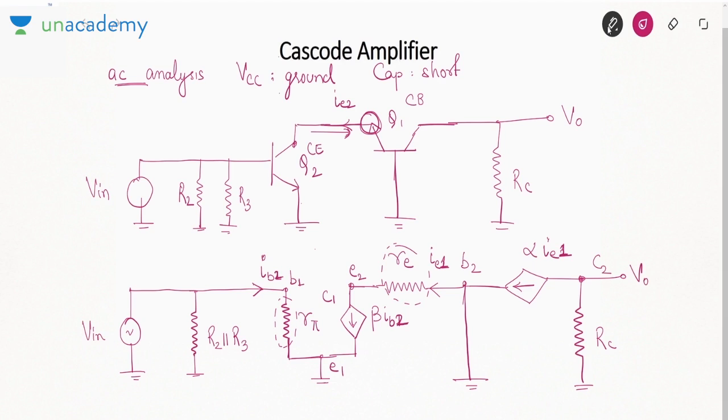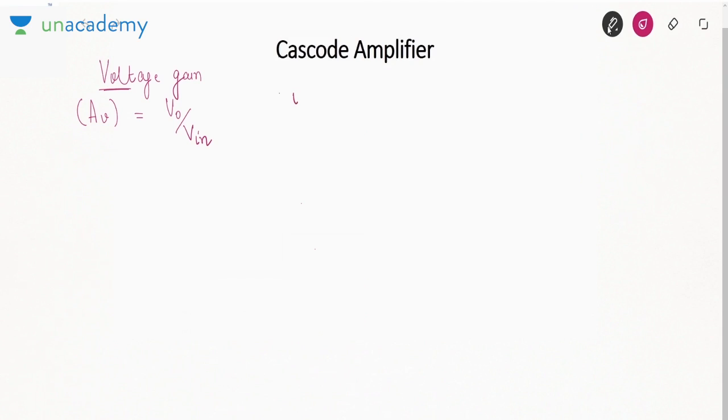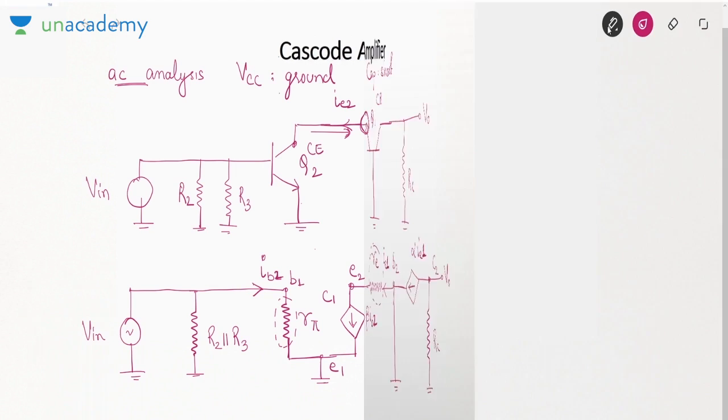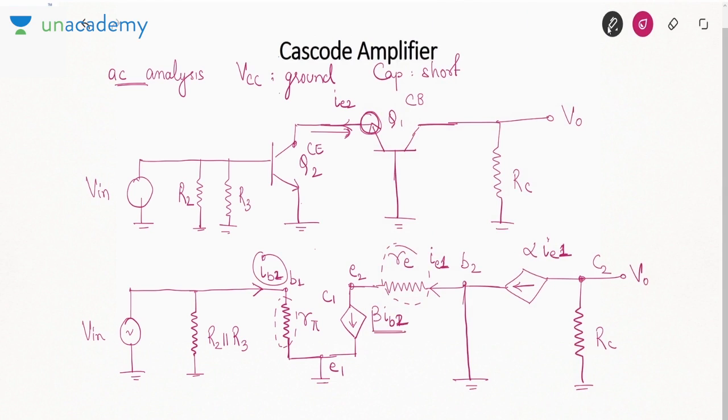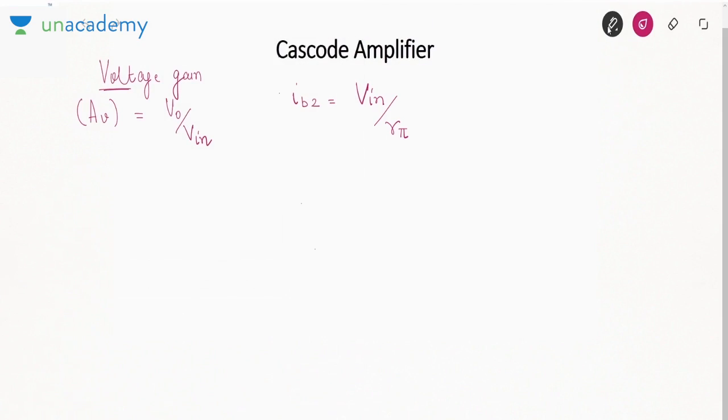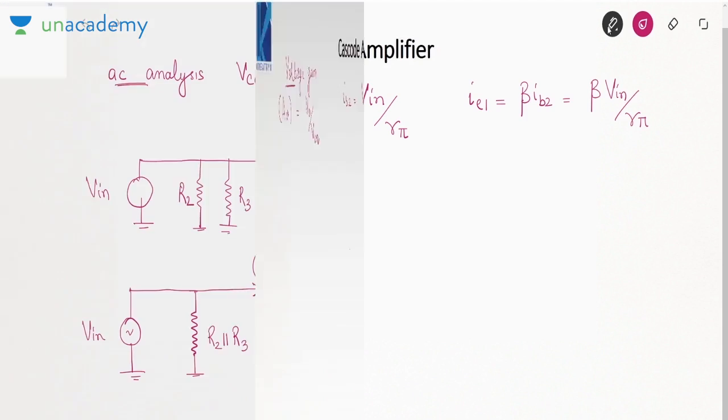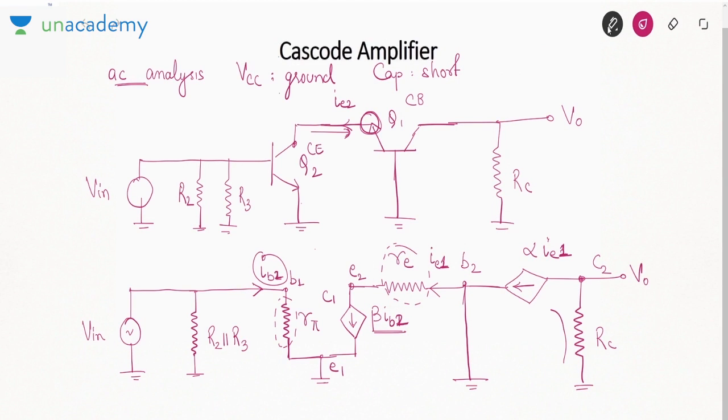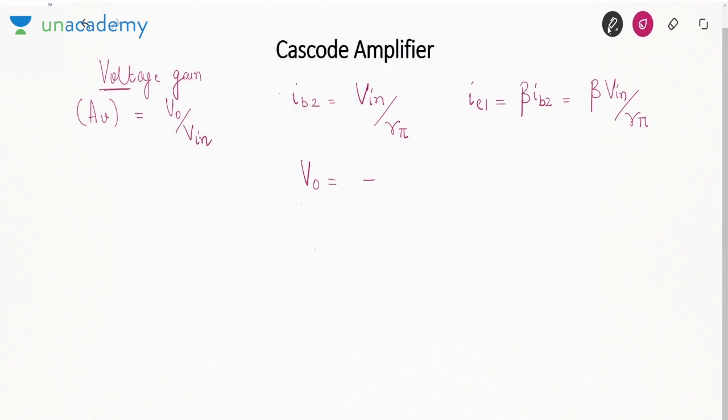Now if I want to find this IB2, how will you write IB2? IB2 will be simply V in over R pi. This will make current beta IB2, which is equal to IE1. So by KCL I can say IE1 is beta IB2, which is beta V in over R pi. Now the current source here is alpha IE1, flowing like this, plus minus. So what will you write? V0 has opposite polarity, so minus alpha IE1 into RC. That means minus alpha beta V in RC over R pi.